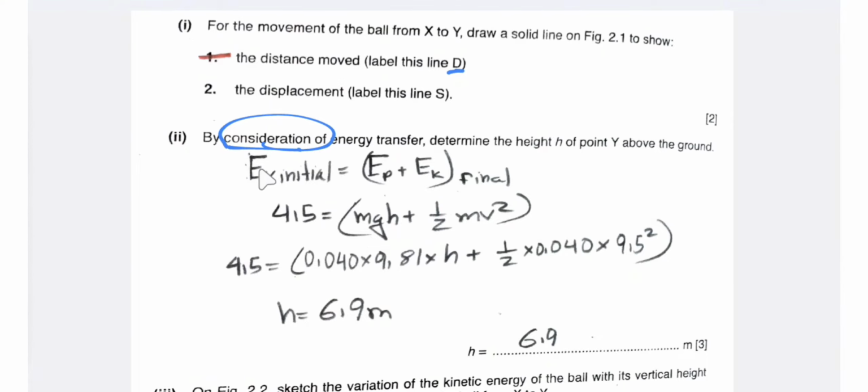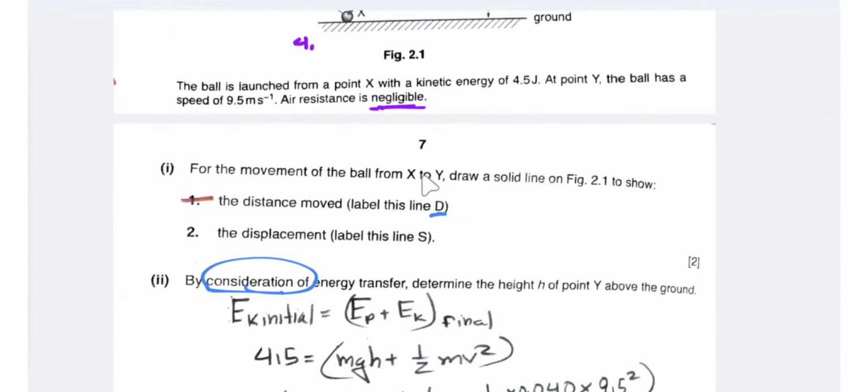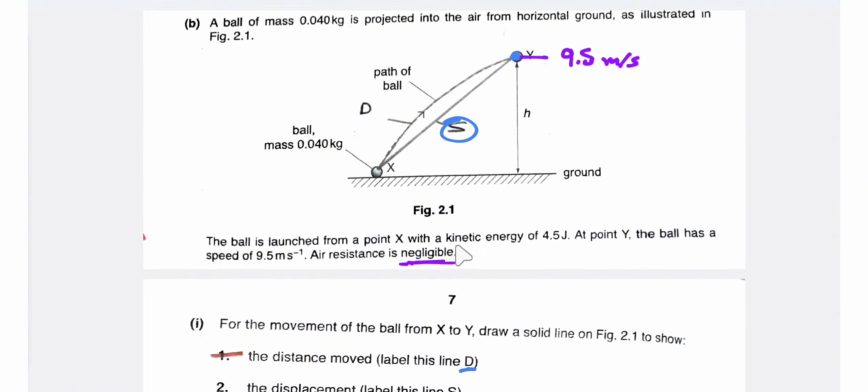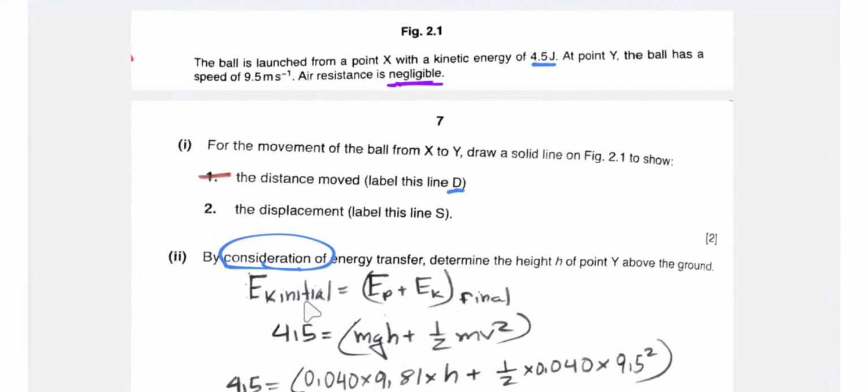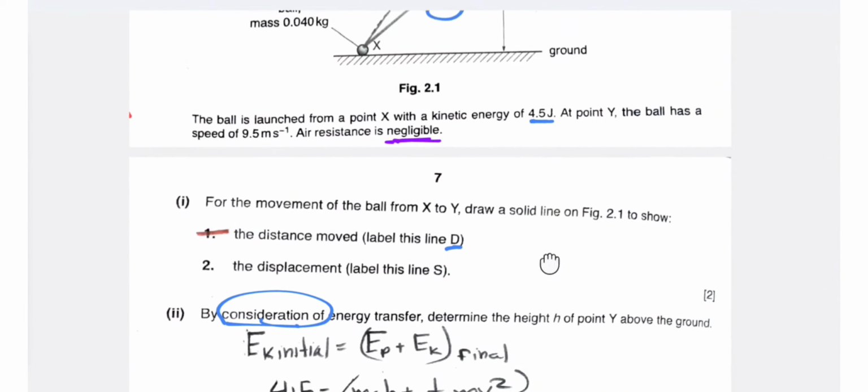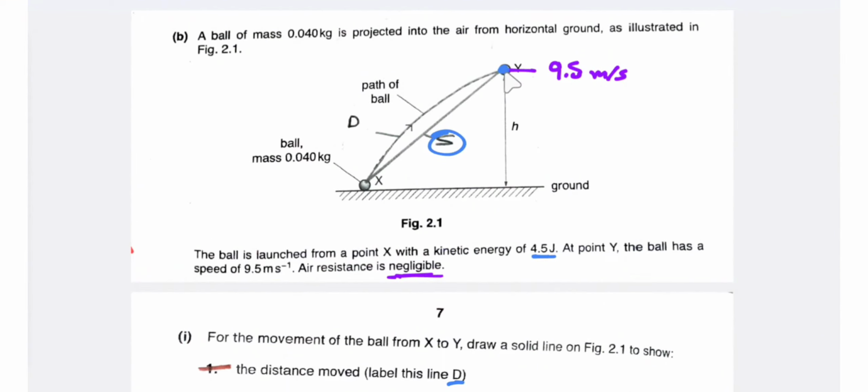So we know that initial energy is equal to final energy, and initially at the starting point we have only kinetic energy, because we have been given the information for kinetic energy, that is the initial energy. That means initially we have kinetic energy, that is 4.5. And what is the energy at point y?